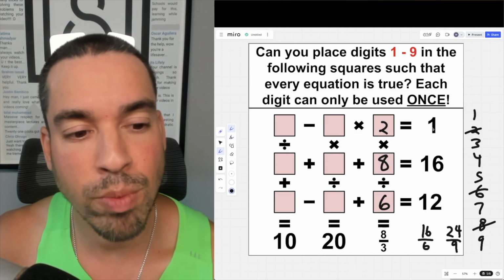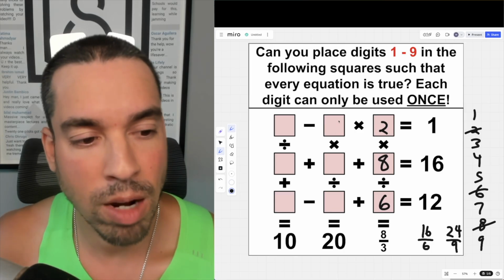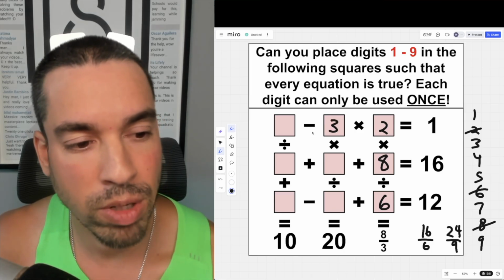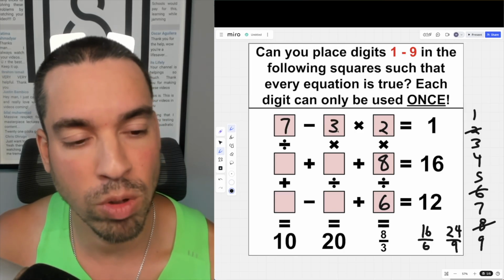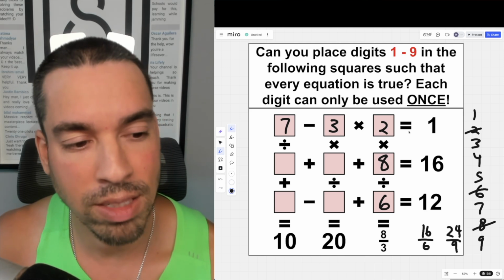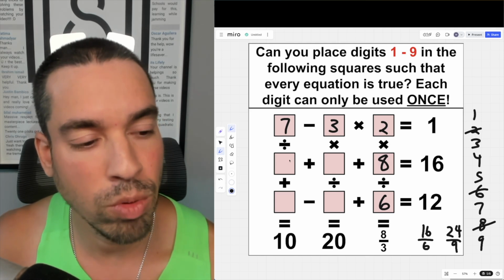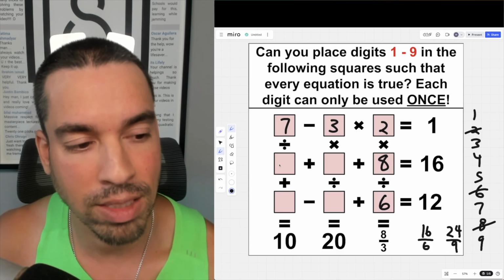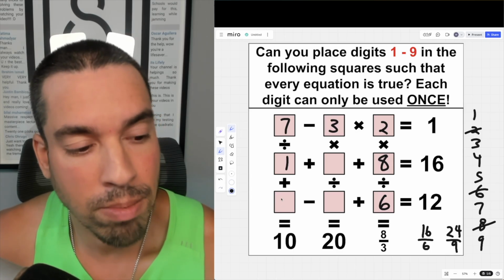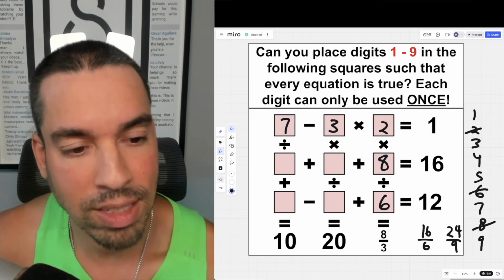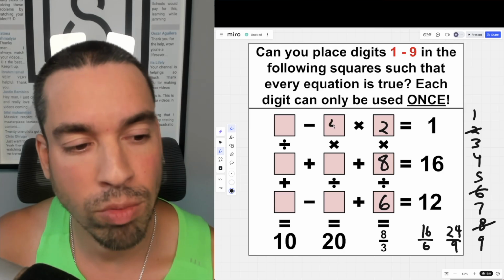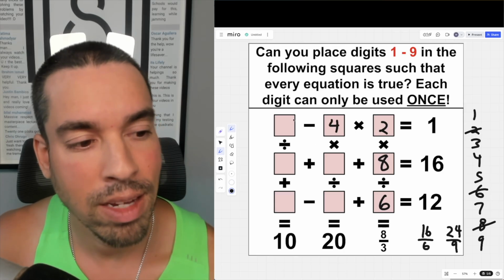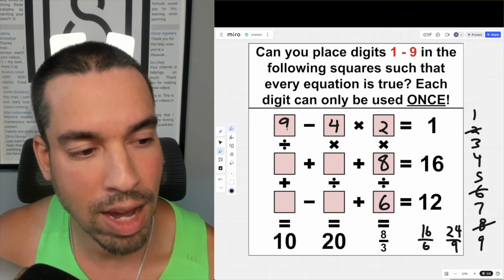Now, how are we going to get to 1? Well, there's some different options, right? I could have a 3 here and a 7 here, because we're doing multiplication first. 7 minus 6 is indeed 1. But now we run into another issue, right? How are we going to divide and add something and get to 10? I could put a 1 here, but then that means we'd need another 3 here. That's not going to work. Another option would be to throw a 4 here. That gets us to 8, and then that would require a 9 going here.